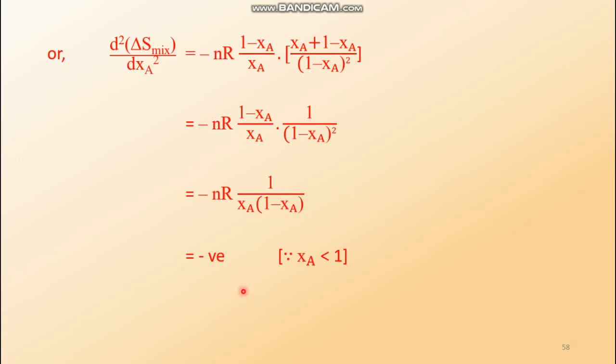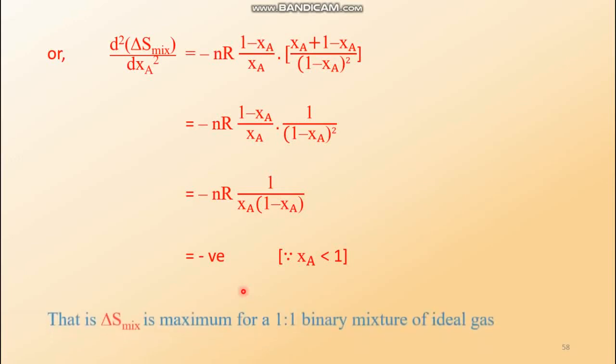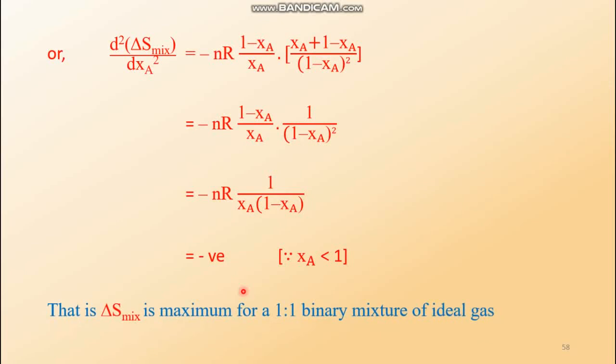That means this is the maxima, and delta S mix is maximum at 1:1 for a binary gas mixture.